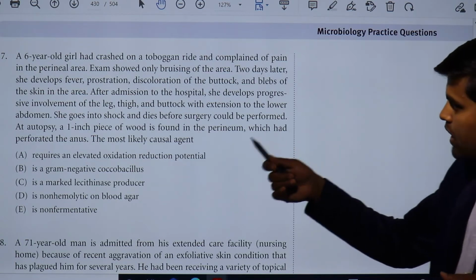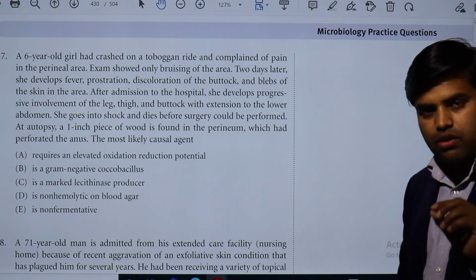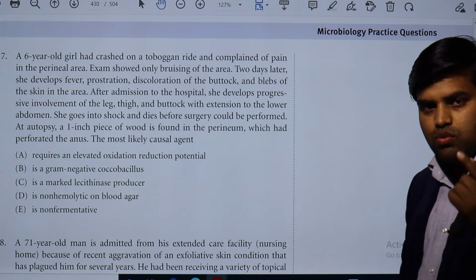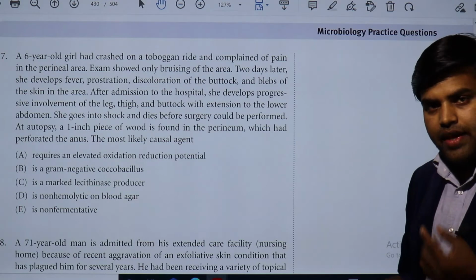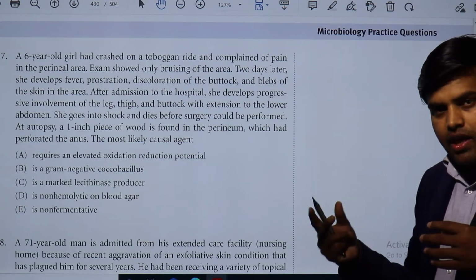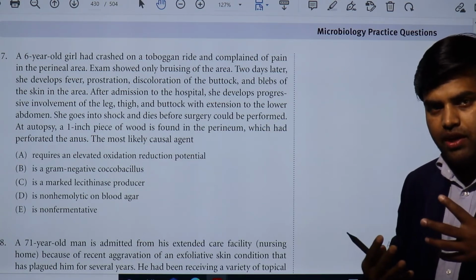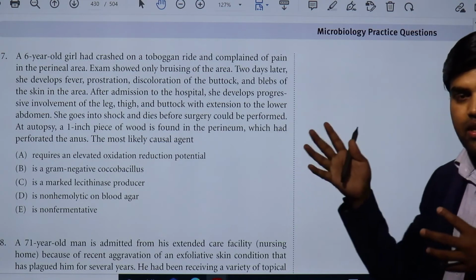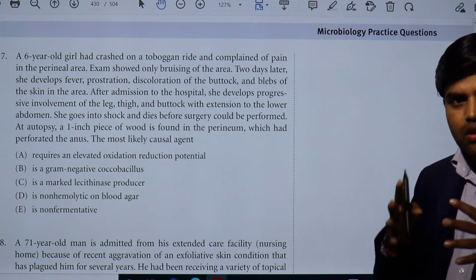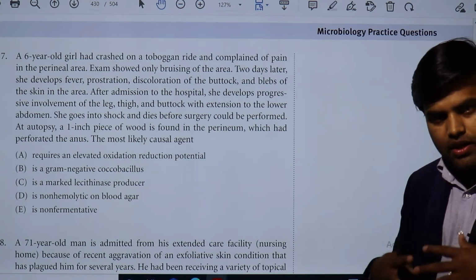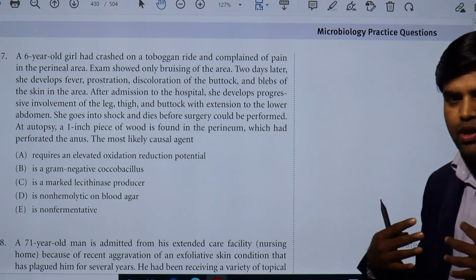At autopsy, a 1 inch piece of wood is found in the perineum. Now they have given you one hint. At autopsy we found this wood in the perineum, which had perforated the anus. So now they have given you a source: your bacteria is from the perforation, that is from your intestine. So any intestinal bacteria that can be so severe is your answer. There are a lot of bacteria in your gut, but the bacteria that can spread locally as well as cause myonecrosis as well as cause systemic symptoms is your answer.